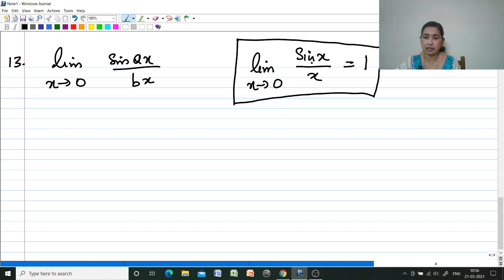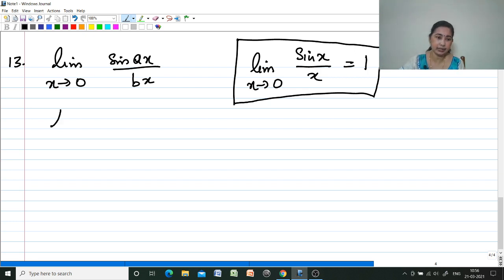If it is sin x, then the denominator should be x. If sin 2x, then the denominator should be 2x. Then only that limit will be equal to 1. In the same way here, if it is sin ax, then the denominator should be ax itself. So what do we have to do here?